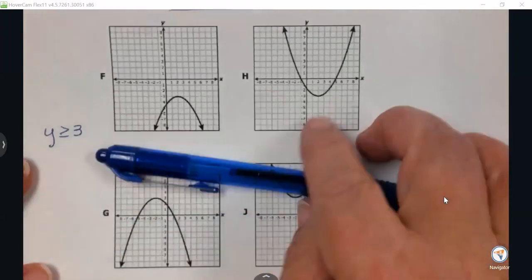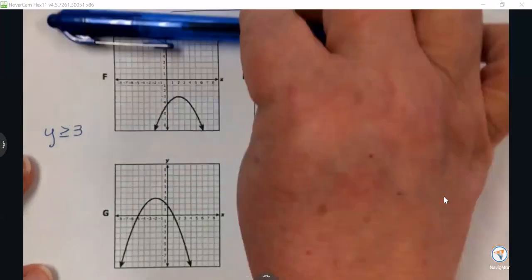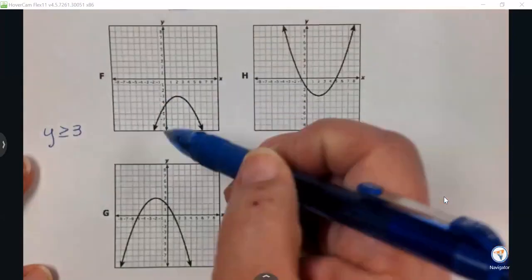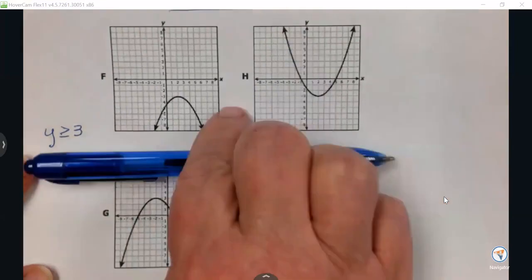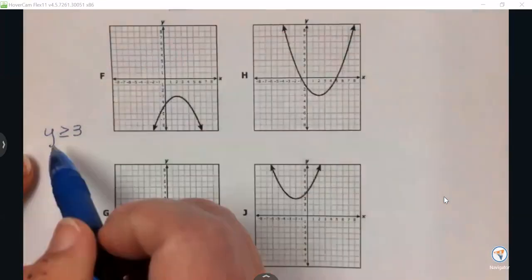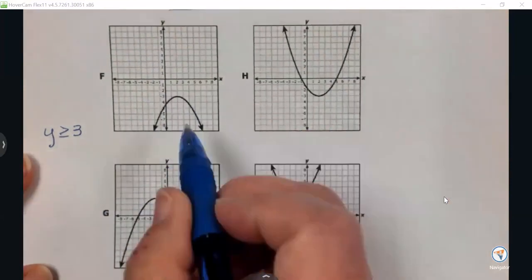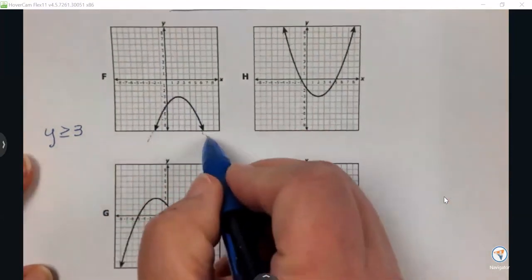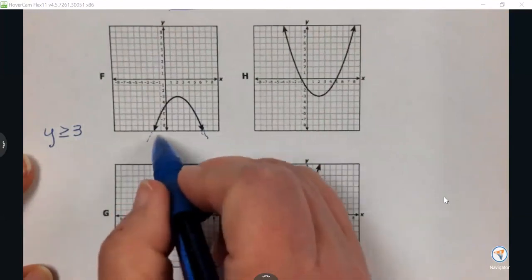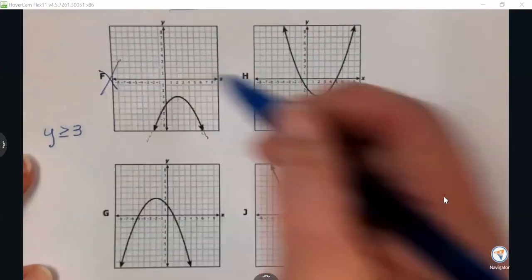Now remember the range. We're going to look from bottom to top and see, does this one say Y is greater than or equal to 3? If it's greater than or equal to 3, what that means is it starts at 3 and it continues upward. Notice this one goes downward. So if I were to do the range of this one, it starts at negative infinity and goes up to negative 3. That's definitely not it.